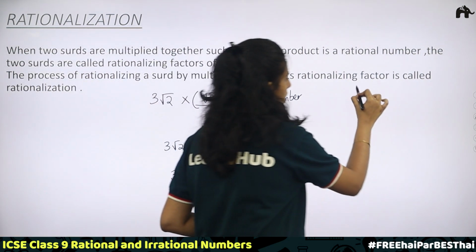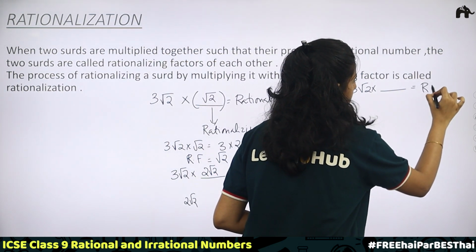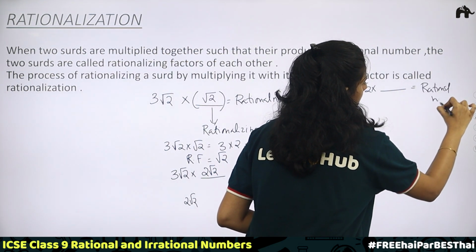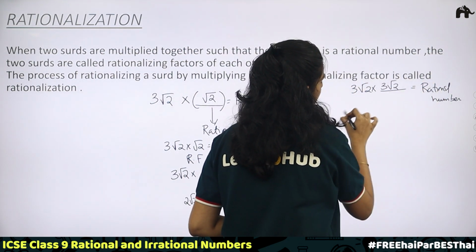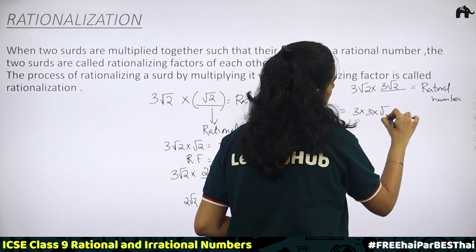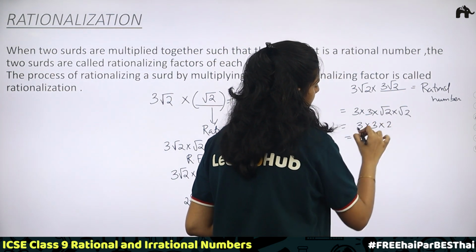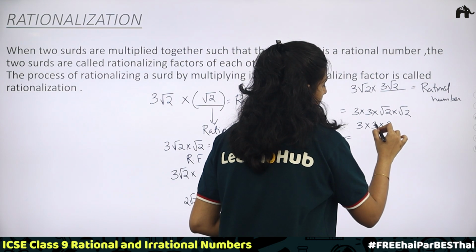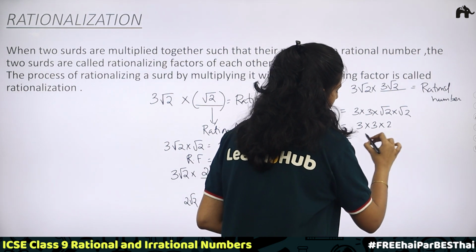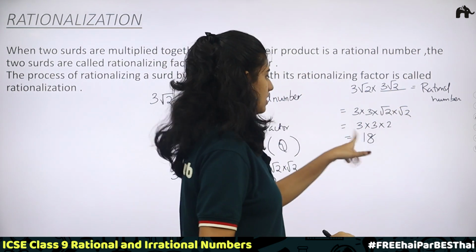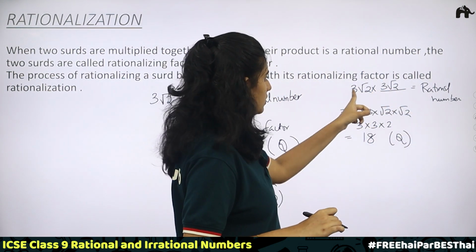I take the same 3 root 2 and multiply with some other number and get a rational number. Let's say I am multiplying with 3 root 2. Then I will get 3 into 3 into root 2 into root 2, which is 3 into 3 into 2, 3 3s are 9, 9 into 2 is 18. 18 is a rational number. So 3 root 2 is also a rationalizing factor of 3 root 2.